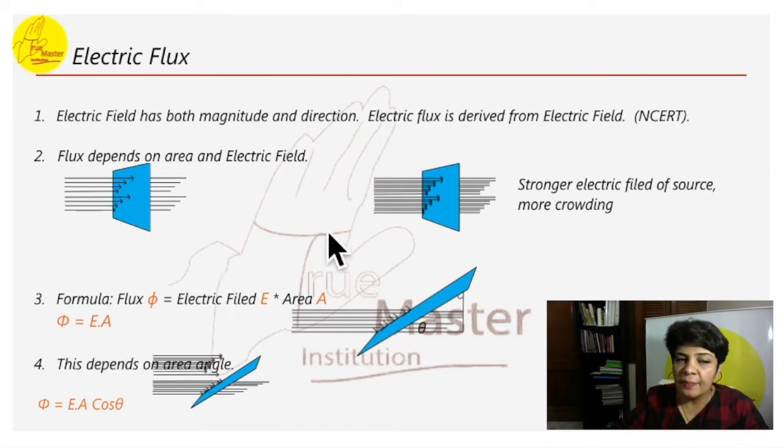Now let us look at this picture again. All the lines are crossing the surface. If this surface is tilted, then we will observe that a few of the electric field lines will not pass through this surface. In fact, they will move over the surface. Therefore, flux depends on the angle. Say this angle is theta, and we can write the formula as flux is equal to E dot A cos theta.